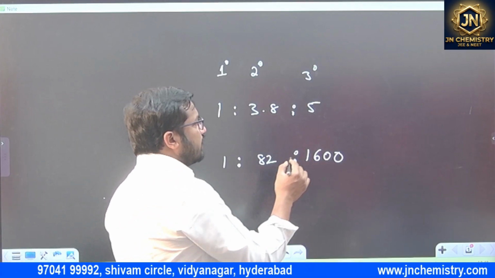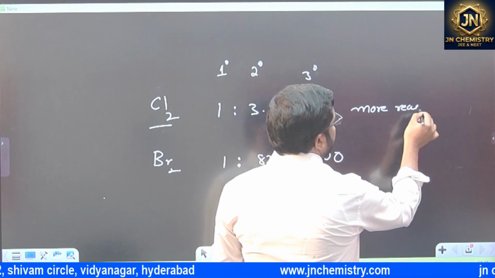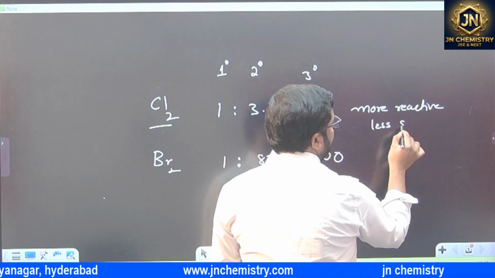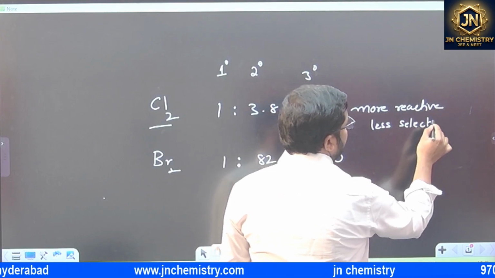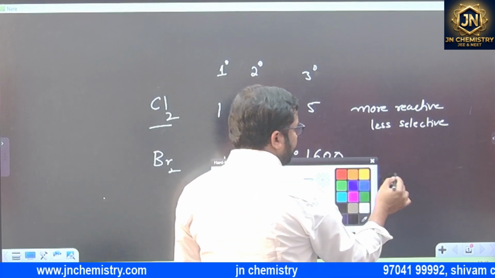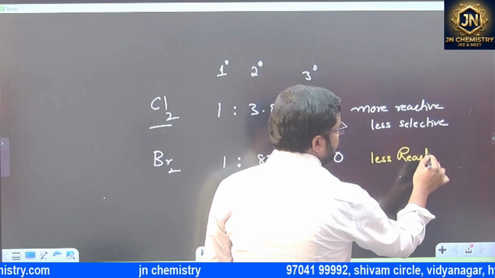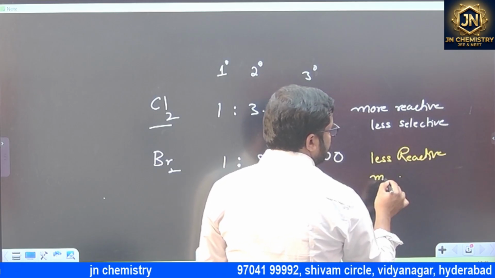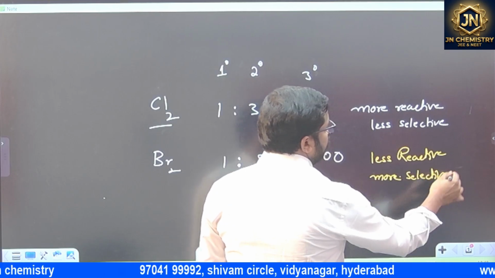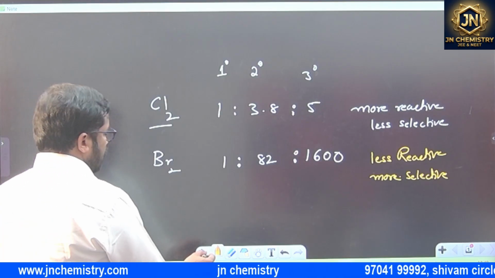Because chlorine is more reactive and less selective, write it down, whereas bromine is less reactive and more selective. Less reactive, more selective. So chlorination and bromination; bromination we can also do like that.